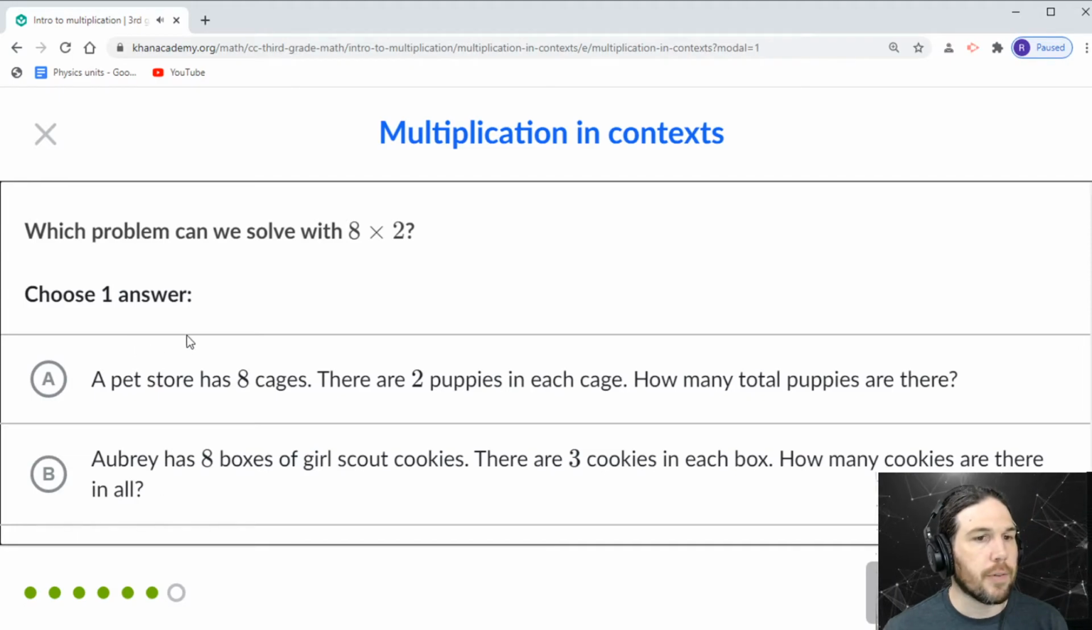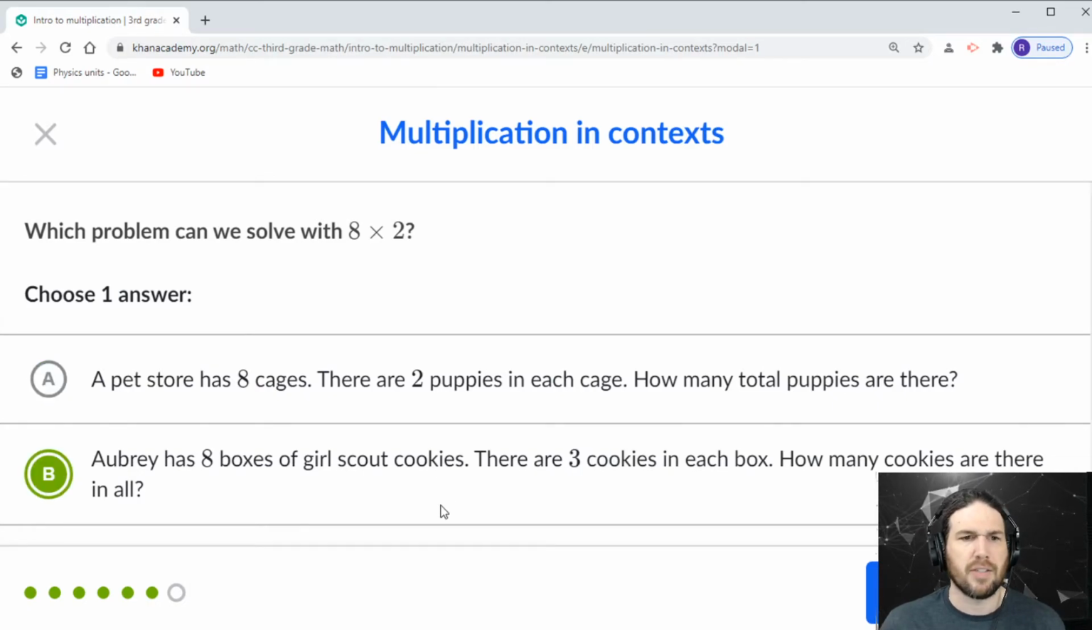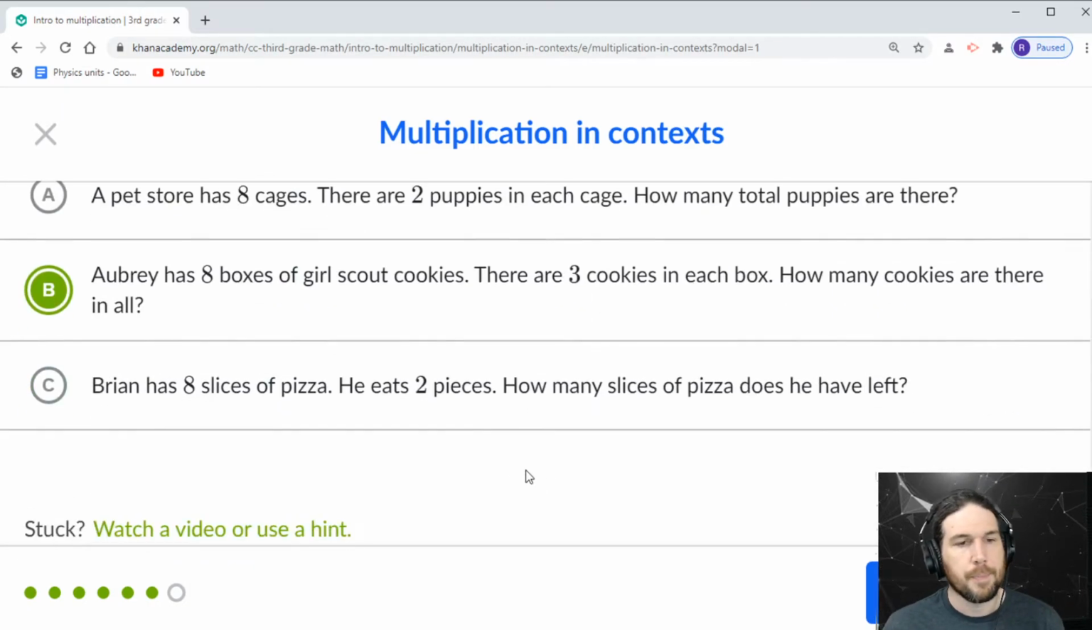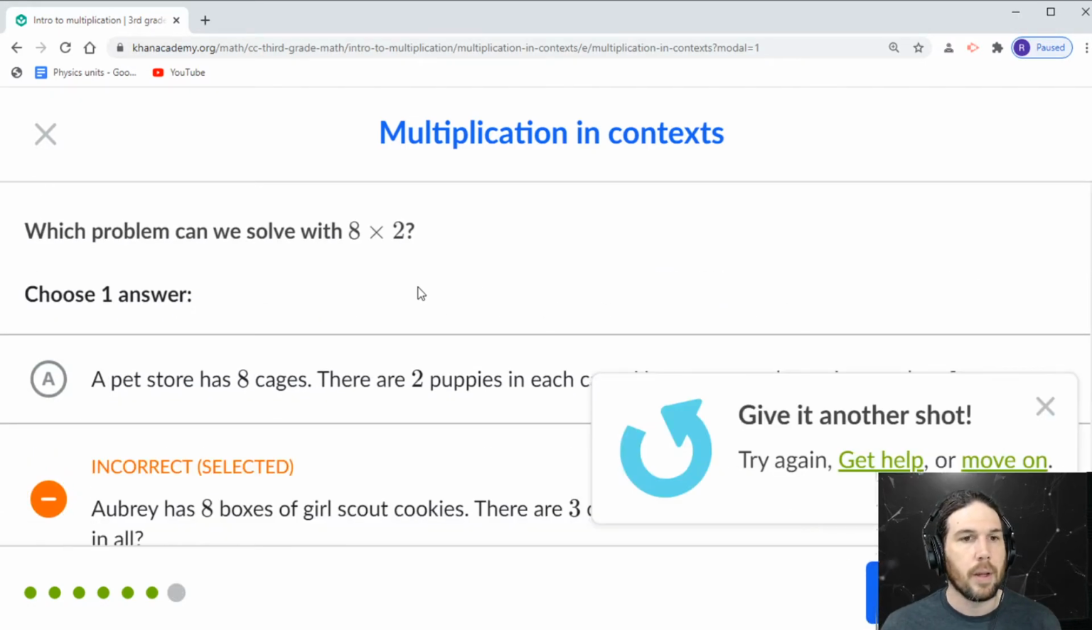Which problem can we solve with 8 times 2? The pet store has 8 cages. There are 2 puppies in each cage. That works. B is close. It is multiplication, but it's 8 times 3 because there's 3 cookies in each box of Girl Scout cookies, which again is a ripoff. Brian has 8 slices of pizza. He eats 2. That's a subtraction problem. That's not what we're working on right now.